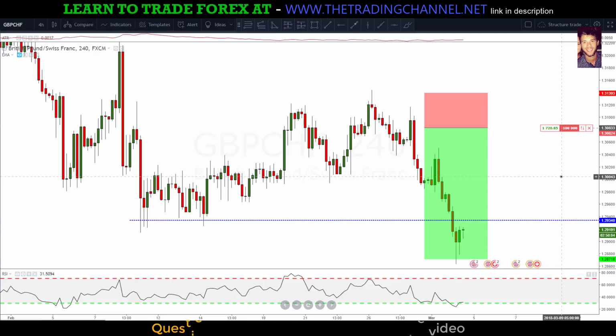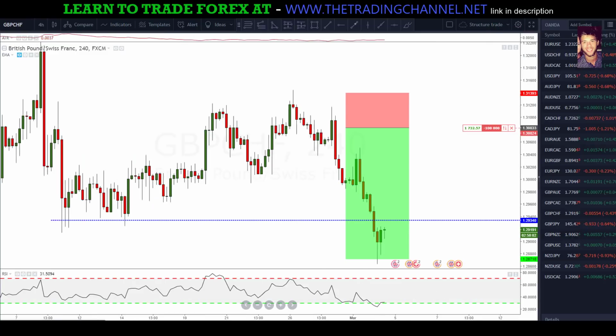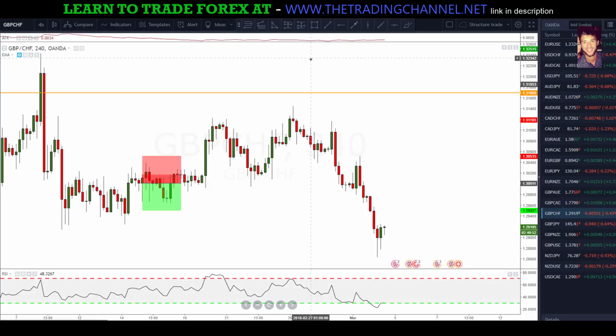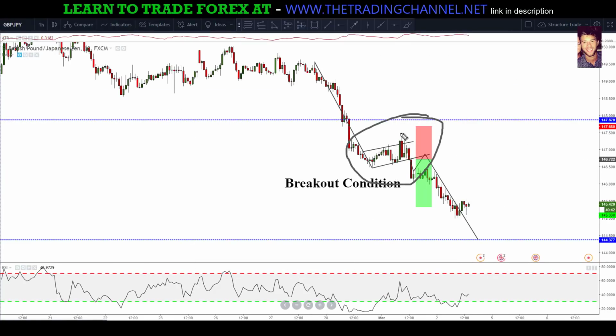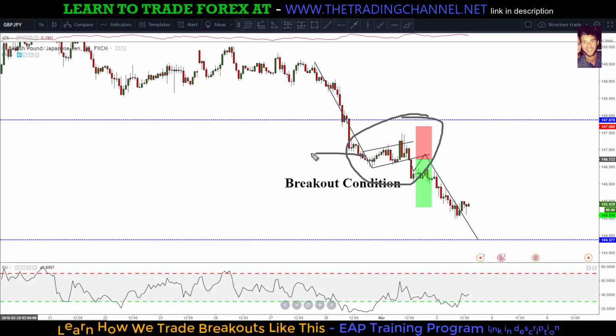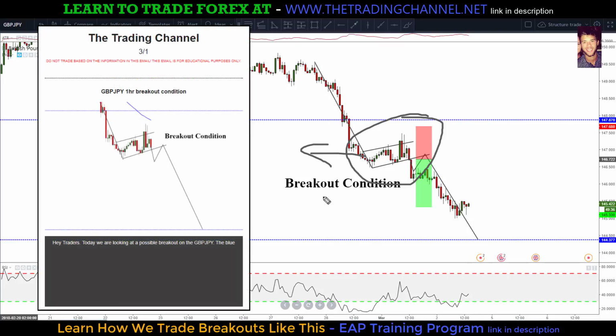But before I do that, I want to show you guys this pound yen trade that we just had that took off to the downside. Ended up making over 100 pips on this trade in the EAP training program. Let's head over here. As you can see, we have this nice breakout trade right here. I'll post a screenshot of the analysis we did on this to the left-hand side of your screen.